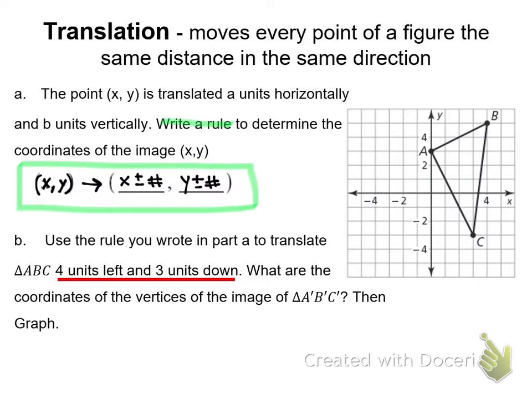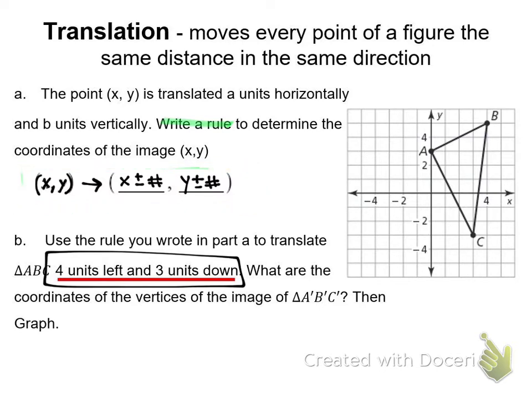So we're going to use a rule and we're going to graph. Your directions don't have this. Go ahead and write this down. We're going to go 4 units to the left and 3 units down.